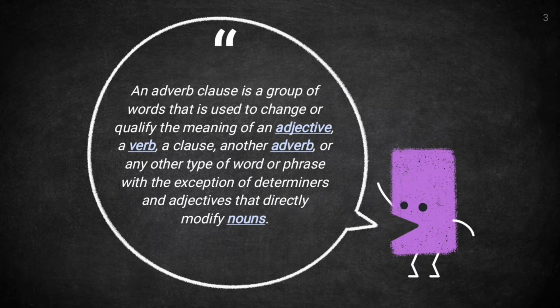An adverb clause is a group of words that is used to change or qualify the meaning of an adjective, verb, a clause, another adverb, or any other type of word or phrase, with the exception of determiners and adjectives that directly modify nouns. Adverb clauses are dependent clauses that function as adverbs. They might come at the beginning, in the middle, or at the end of the sentence.